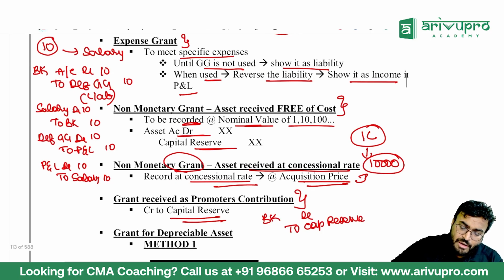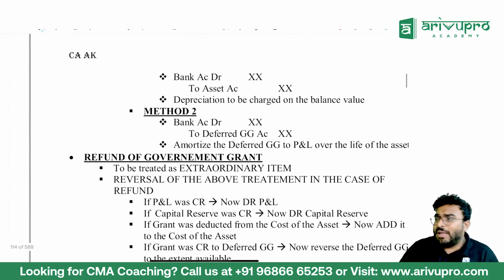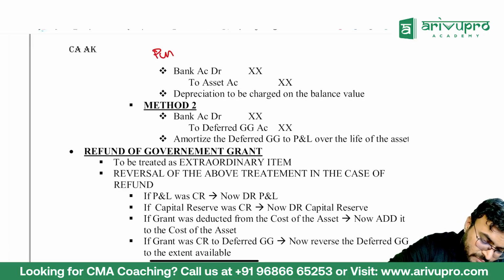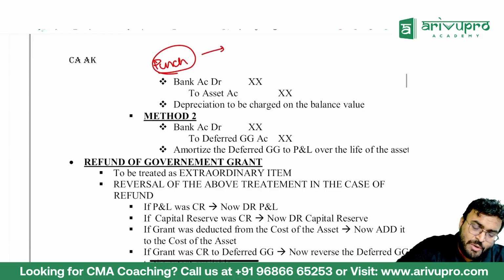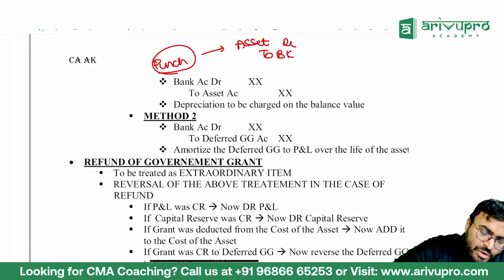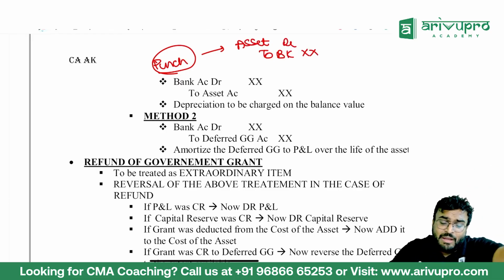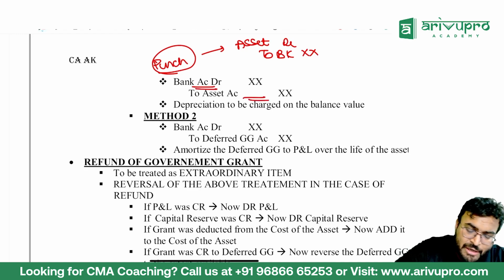Clear? Now, grant for depreciable assets. Method 1. They gave you money to buy one depreciable asset. When you purchase the asset, what entry will you pass? Asset account debited to bank account. After that, you will submit the bill to the government and tell them, see, I have spent so much money. Now government will say okay, I will give you money. That time you will pass the entry bank account debited to asset account. When you purchase, asset value increases. When government gives you money, asset value decreases.